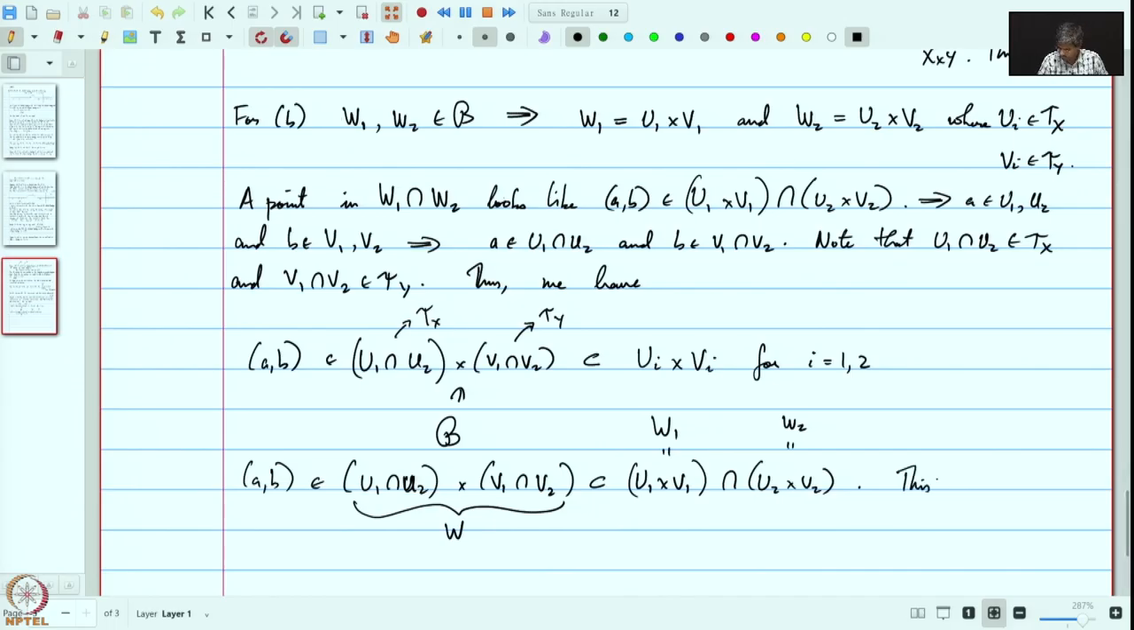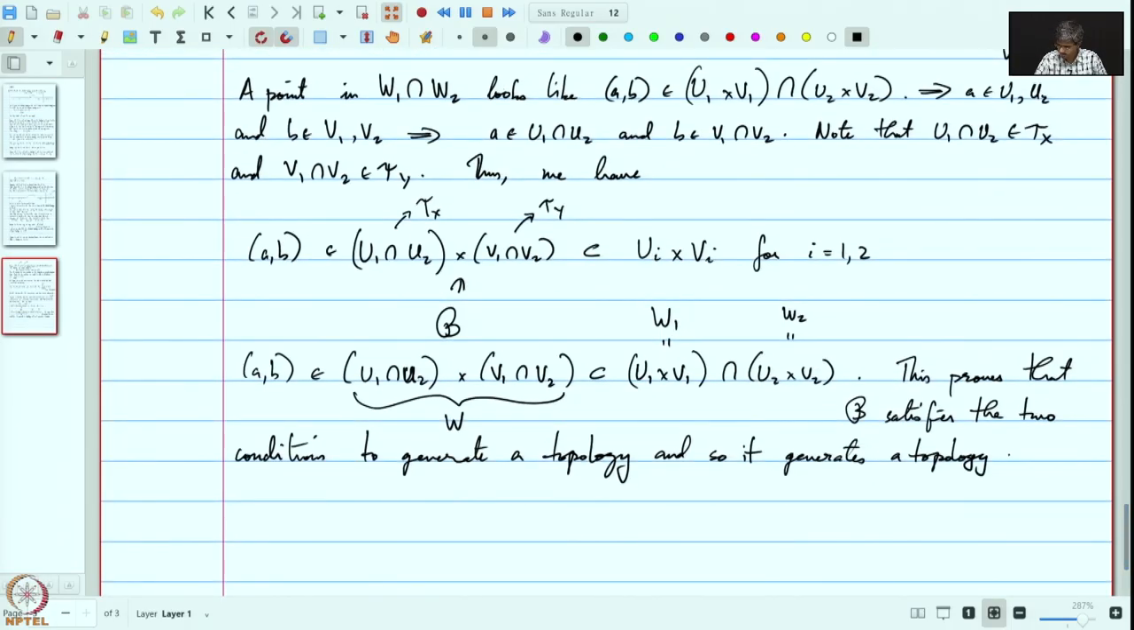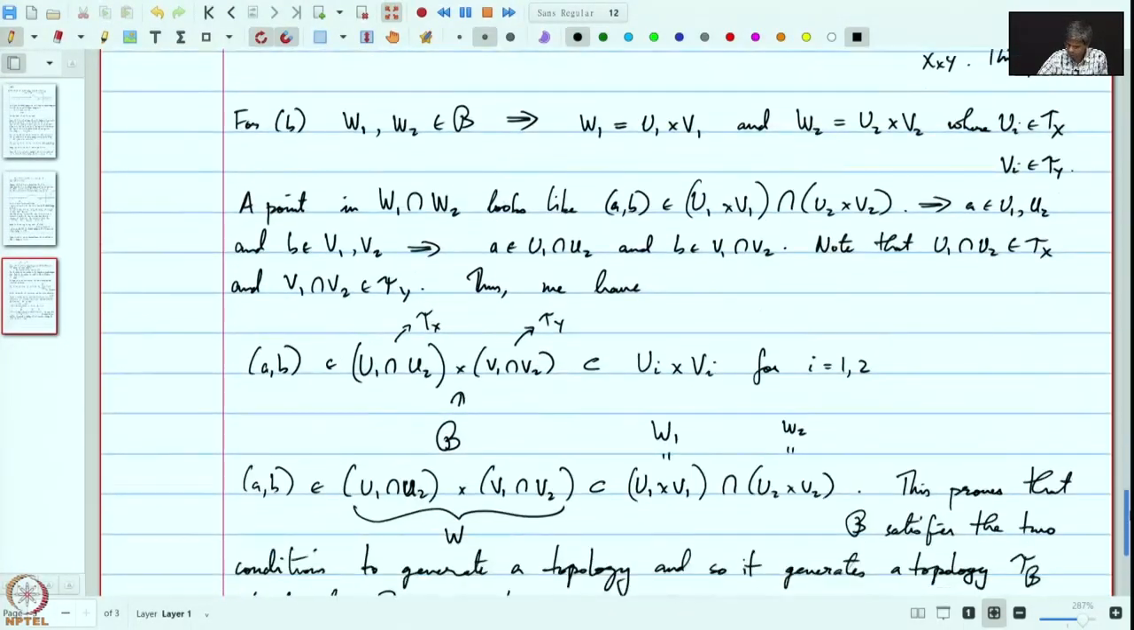So this proves that B satisfies the two conditions to generate a topology, and so it generates a topology which we denote tau sub B, which has B as a basis. So this ends the proof of this lemma. So this completes the proof of the lemma.